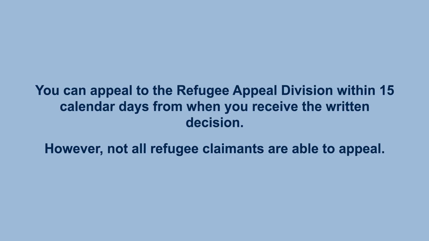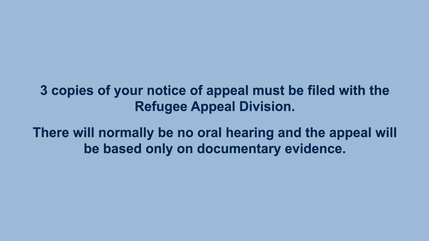What if your refugee claim is rejected by the Refugee Protection Division? You can appeal with the Refugee Appeal Division within 15 calendar days from when you receive the written decision. However, not all refugee claimants are able to appeal. Three copies of your Notice of Appeal must be filed with the Refugee Appeal Division. There will normally be no oral hearing, and the appeal will be based only on documentary evidence.